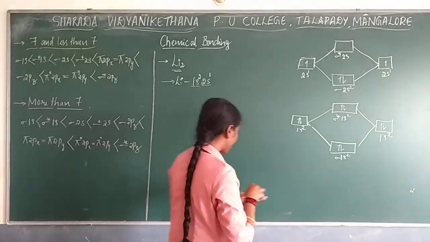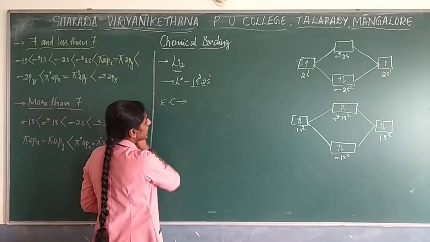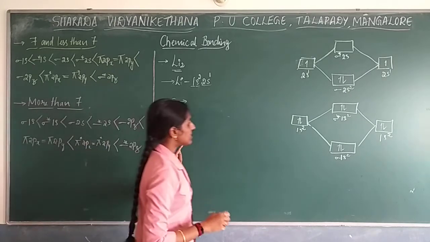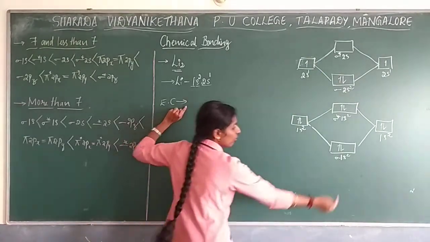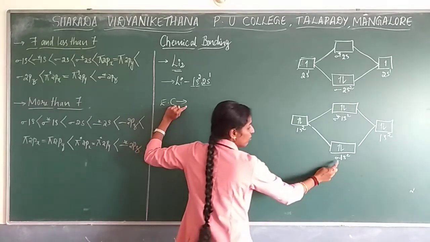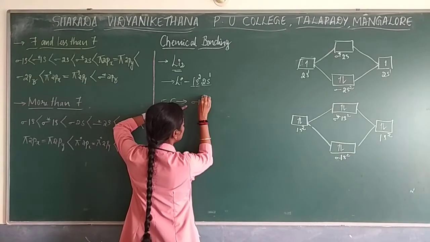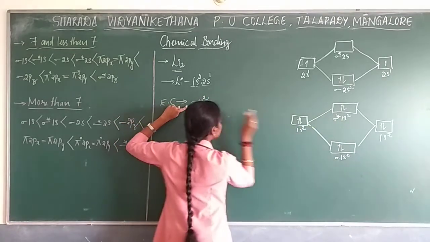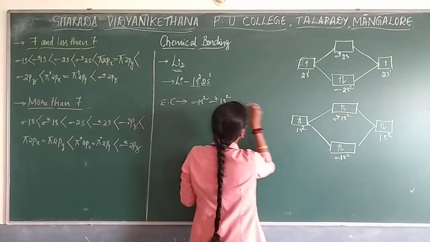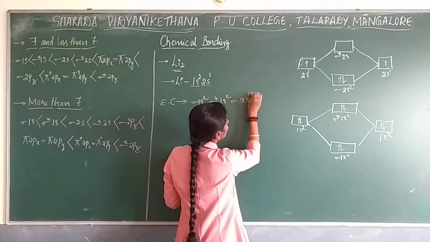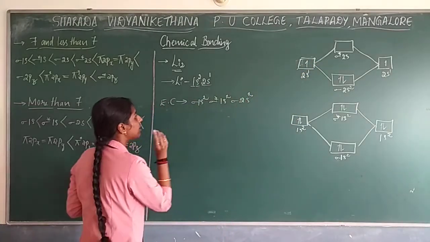So next step, what do you have to do? You have to write the electronic configuration. By seeing the MOT structure, by seeing the bonding and anti-bonding molecular orbitals, you need to write the electronic configuration. Just go from the first. What is the electronic configuration? First one, that is sigma 1s2. What will be the next one? That is sigma star 1s2. What is the next one? That is sigma 2s2. Sigma star 2s doesn't have electrons, so no need to write. So that is the electronic configuration.